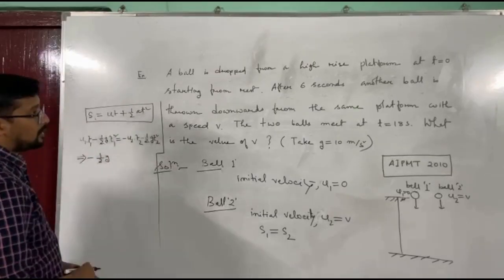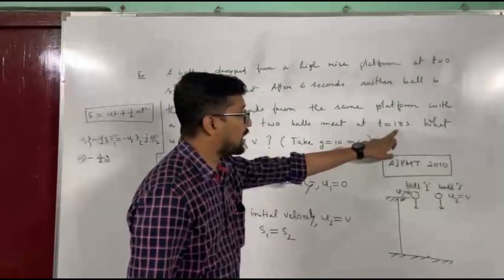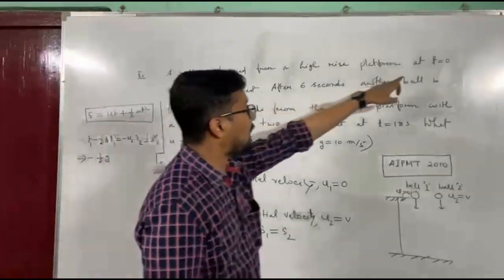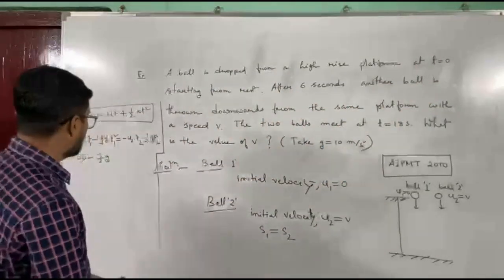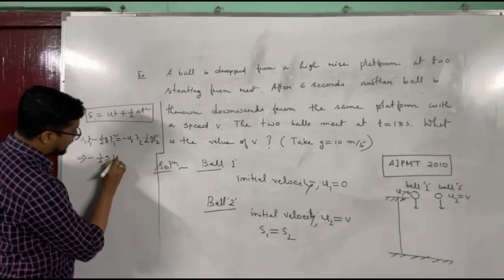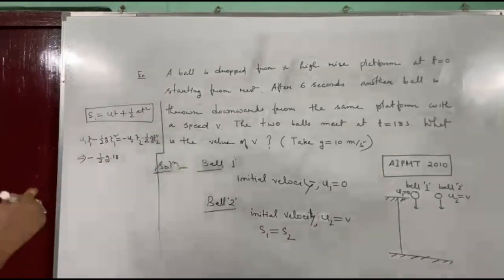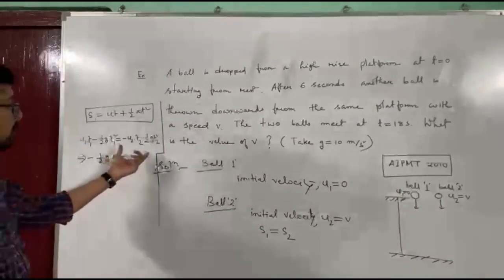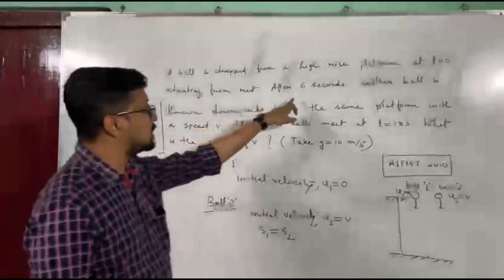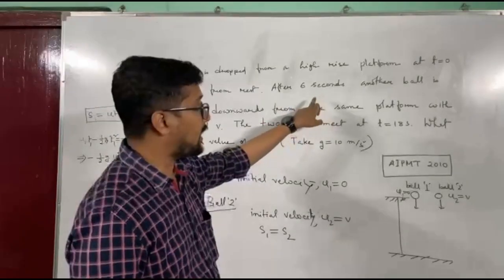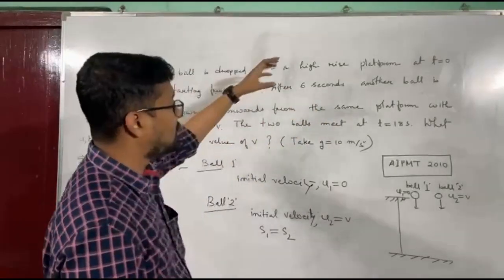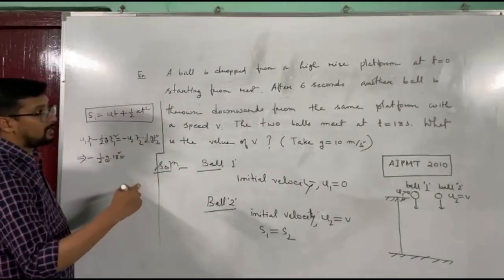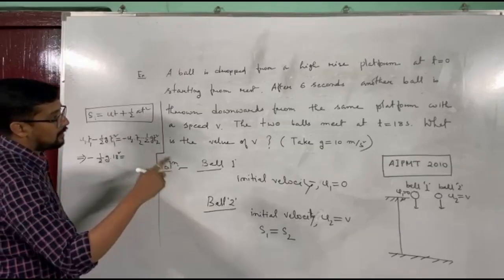Now what is T1? T1 is the total time, 18 seconds, because when the first ball was dropped from the platform, the time was T equal to 0 seconds. So the first ball actually took 18 seconds to meet the second ball. Now for the second ball, what is the total time taken? Since the second ball was thrown after 6 seconds of the first ball, the second ball will take 6 seconds less than the first ball.